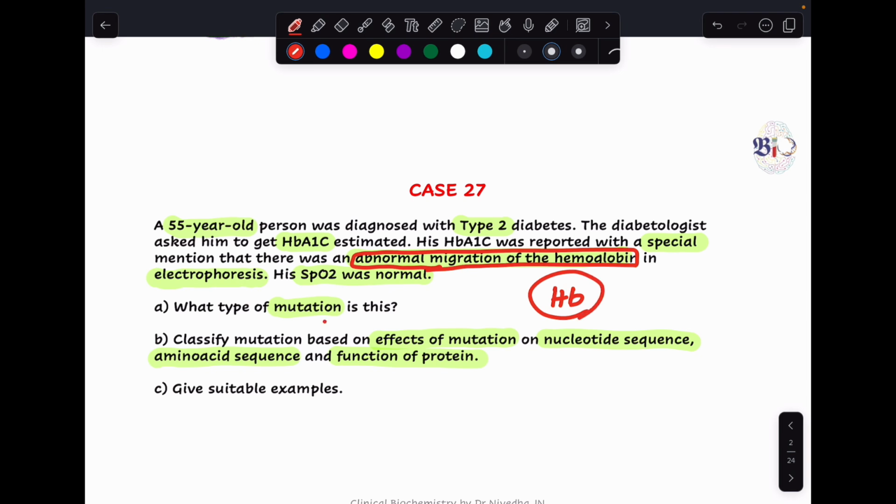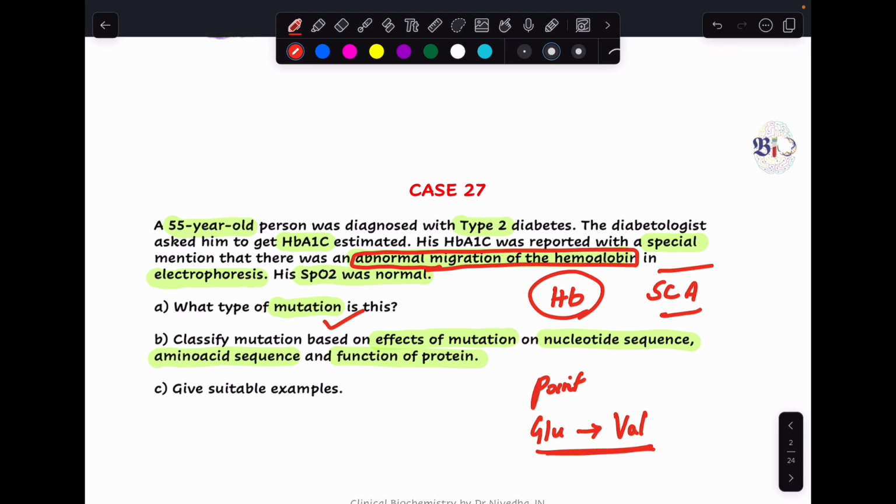And what mutation have you learnt in any of the hemoglobins? Which mutation have you learnt in detail? Yes, of course, I think in sickle cell anemia you have learnt, is it not? What is the mutation that we have learnt? It's a point mutation, and also we have learnt that here the amino acid glutamate is converted to valine, and that is the reason for all the manifestations that you find in sickle cell anemia.